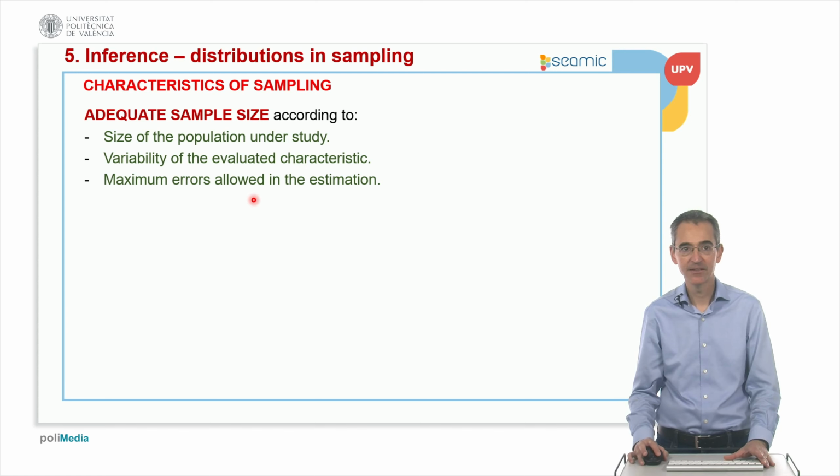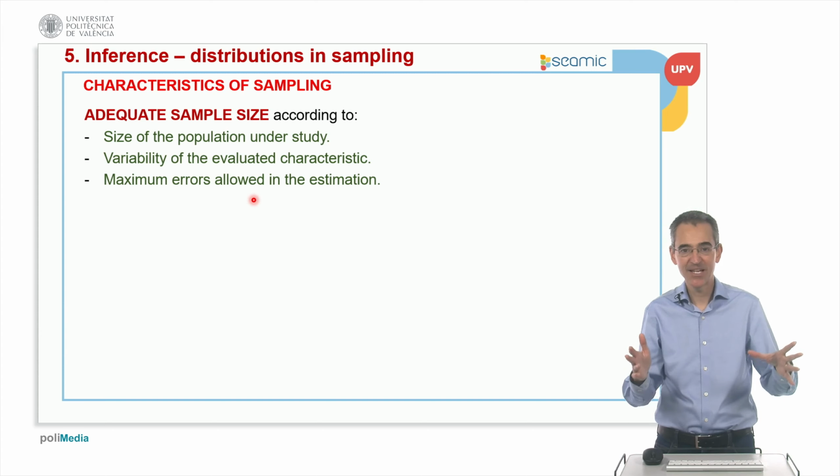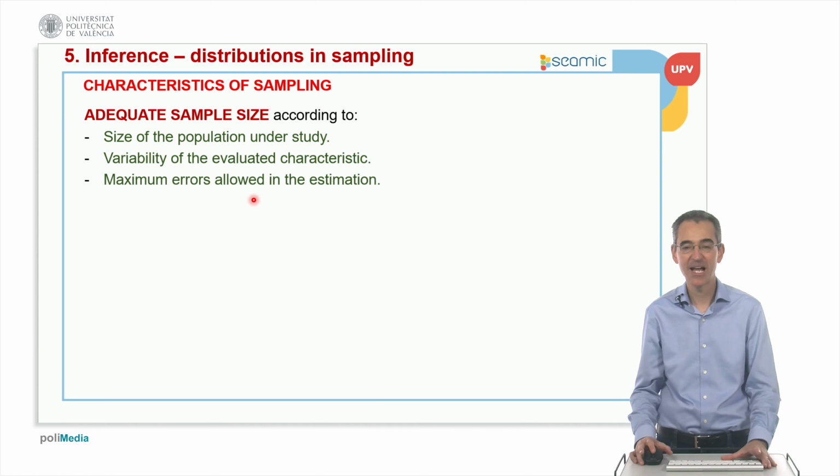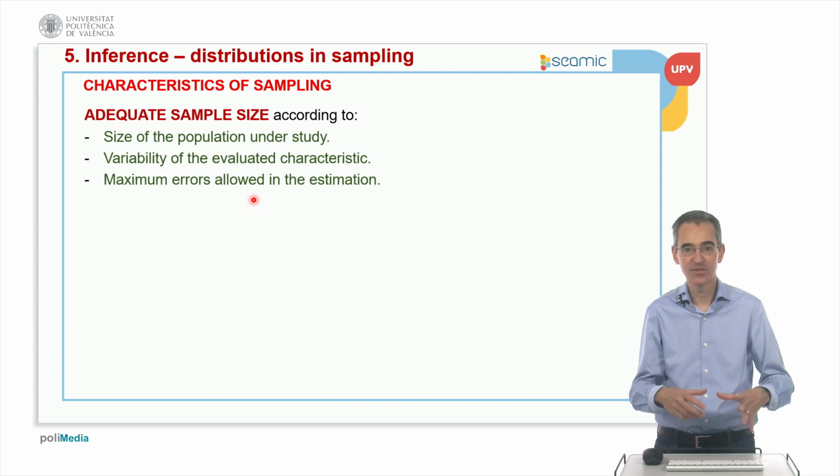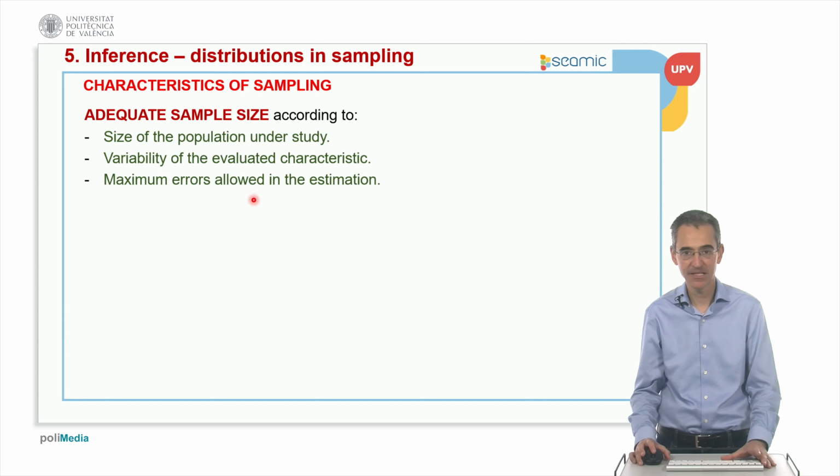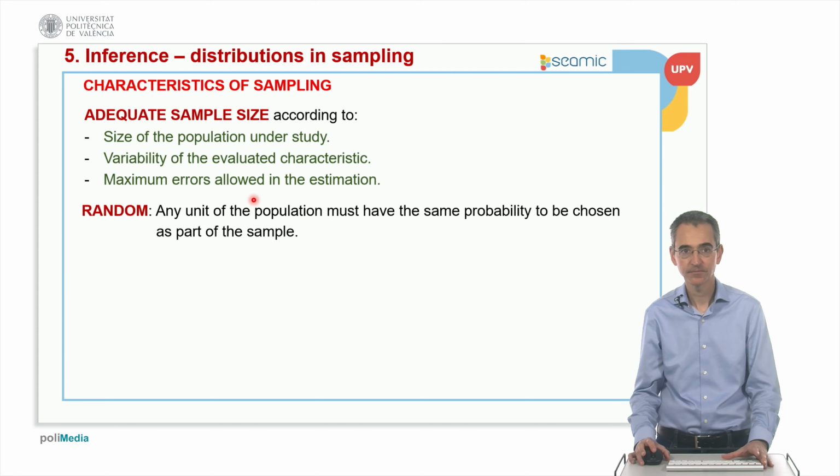And also according to the maximum error allowed in the estimation. For example, if we want to guess the intention of voting in a general election, and we want that information to be very precise, obviously we will have to ask a lot of people. If we just want some kind of approximate estimation, obviously the sample size is not so large.